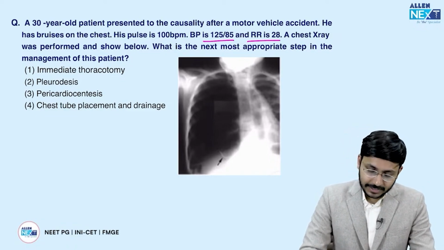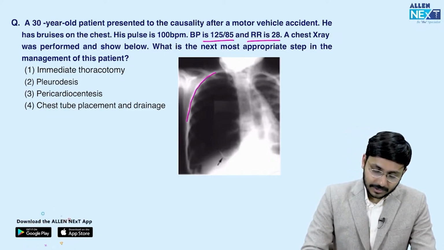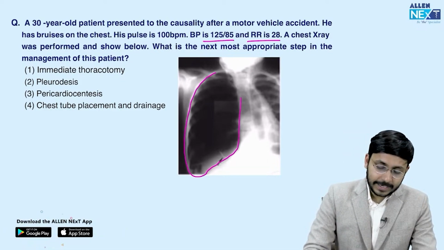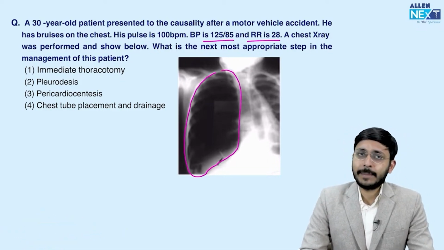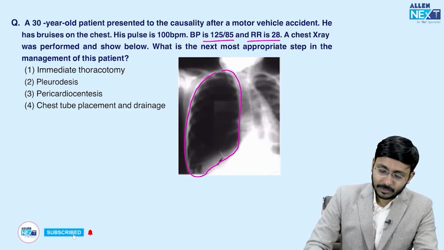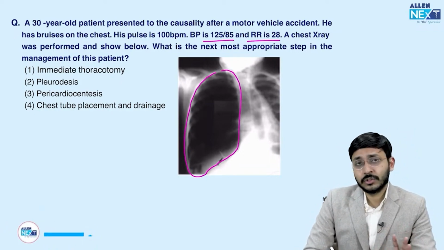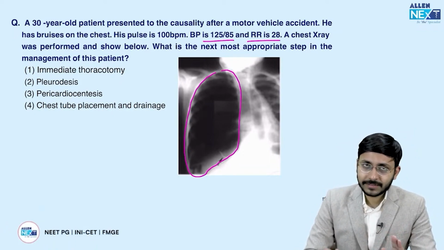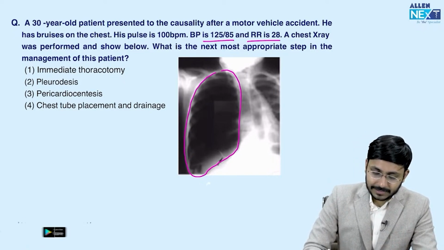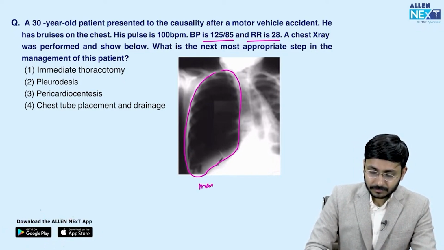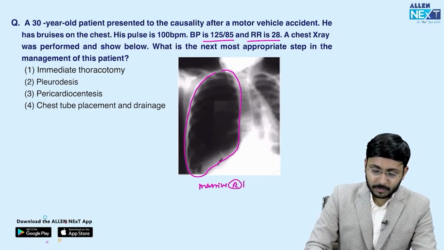Now here we see that there is this hyperlucency, radiolucency involving the right hemithorax. So this tells you there are no bronchovascular markings. So this is not a normal lung. And this tells you that there is this massive right pneumothorax.